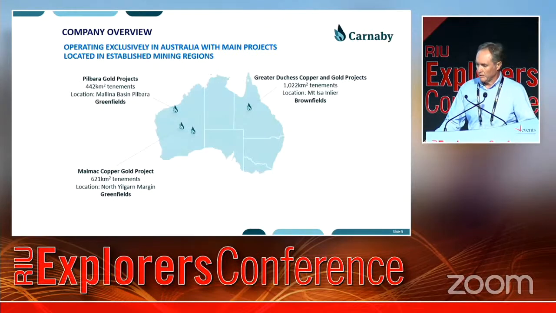The projects we've got, the main focus currently is the Greater Duchess project in Queensland in the Mount Isa region. It was considered brownfields. There are historic workings in the area. We've also been active in the Pilbara region. We put together a gold portfolio along strike from De Grey's Hemi project, and we had good results there over the year, but the focus is currently on the copper.